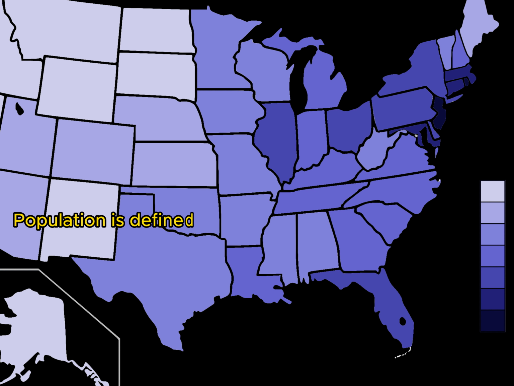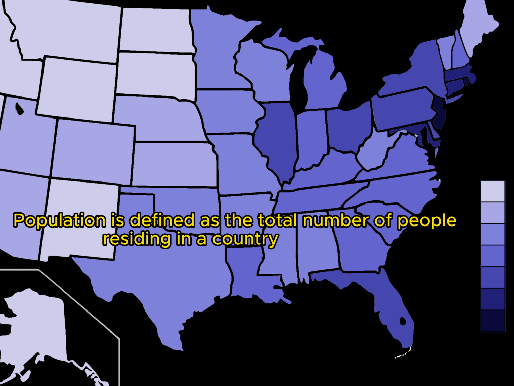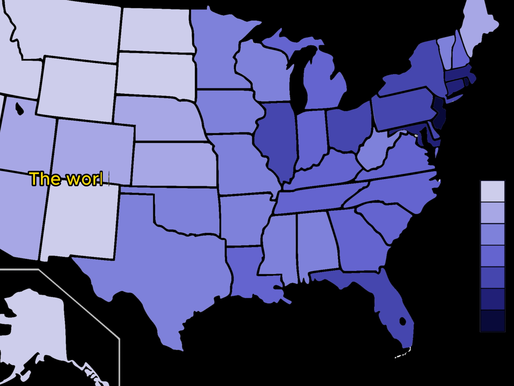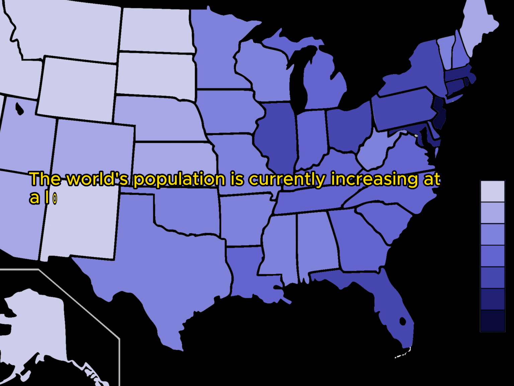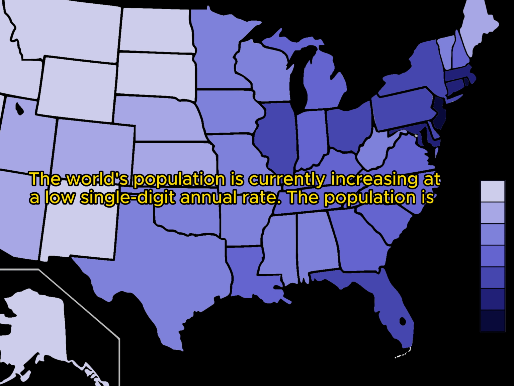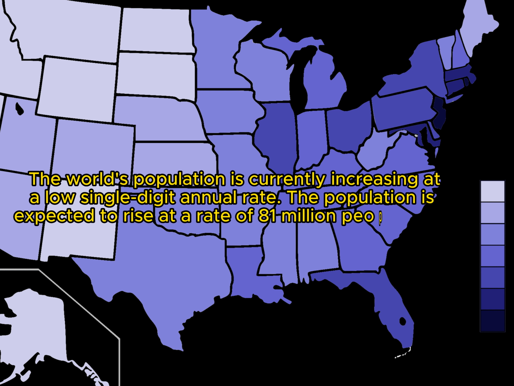Population is defined as the total number of people residing in a country or region. The world's population is currently increasing at a low single-digit annual rate. The population is expected to rise at a rate of 81 million people every year.